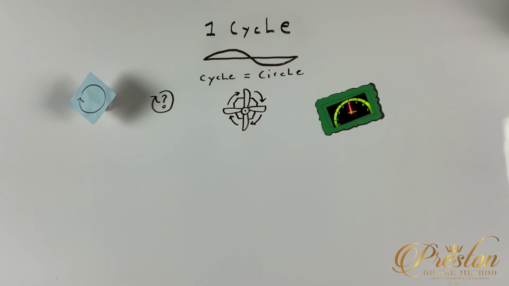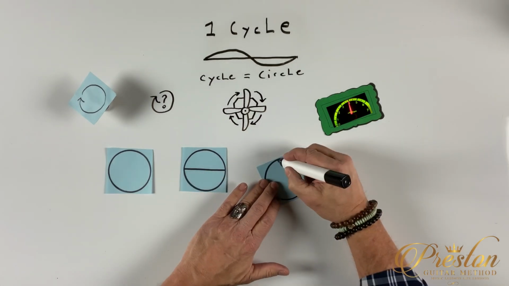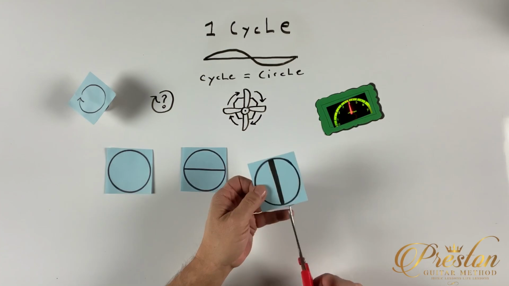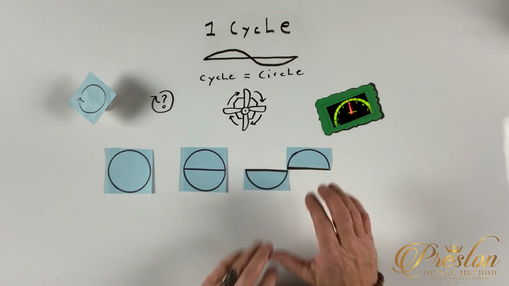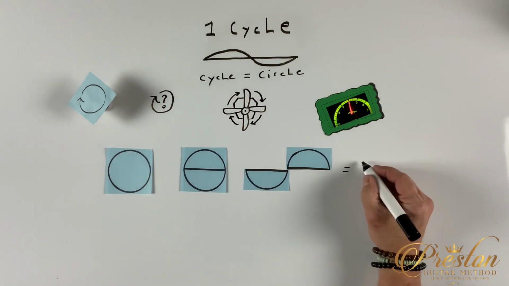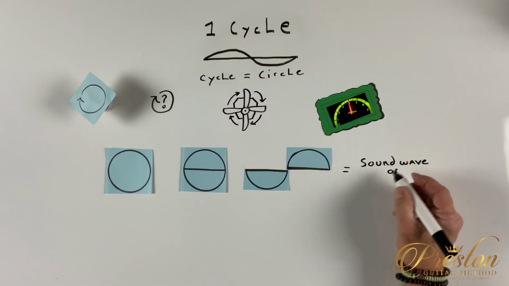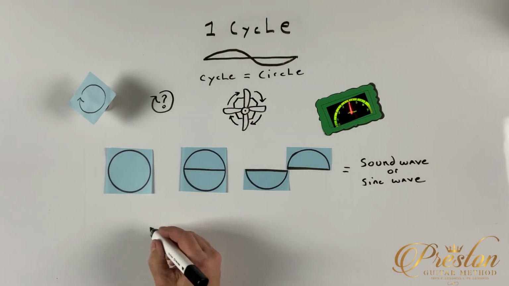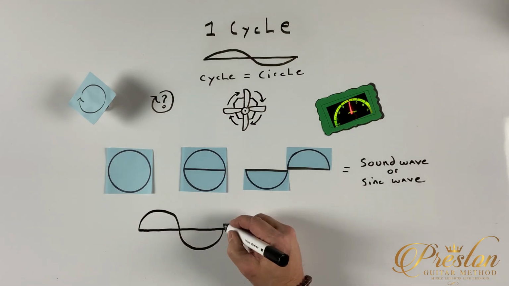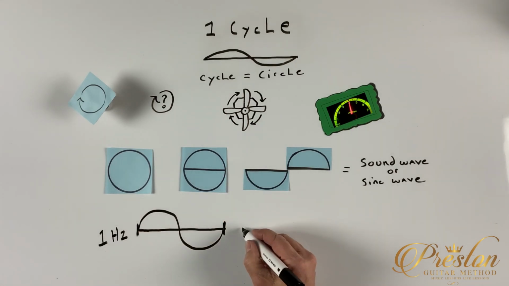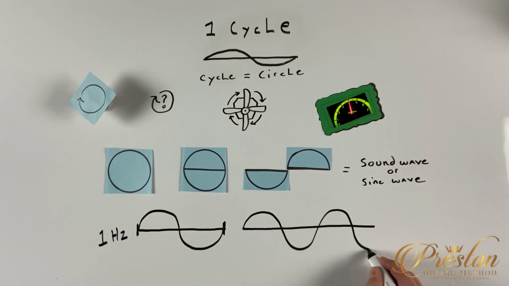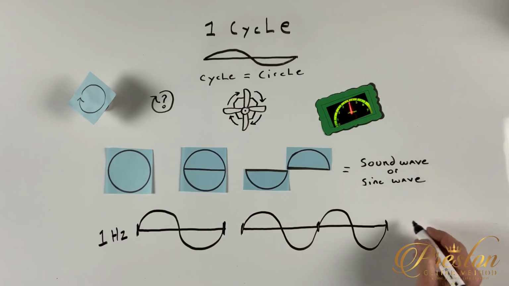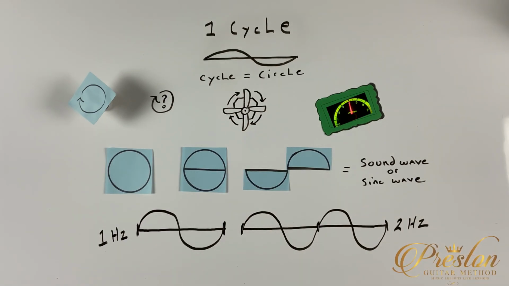We can very easily see how the cycle of a string, and therefore a sound wave, owes its inheritance to the circle. Take a circle, bisect it, then spin it on its axis, and voila! You now have a very understandable visual representation of one cycle of a sound wave, or a sine wave. A sine is very simply a curved pattern that repeats. Here we have one cycle of a sine or a sound wave in a 1 second time period, which is referred to as 1 hertz. And here we have 2 cycles of a sound wave in a 1 second time period, which would be referred to as 2 hertz.